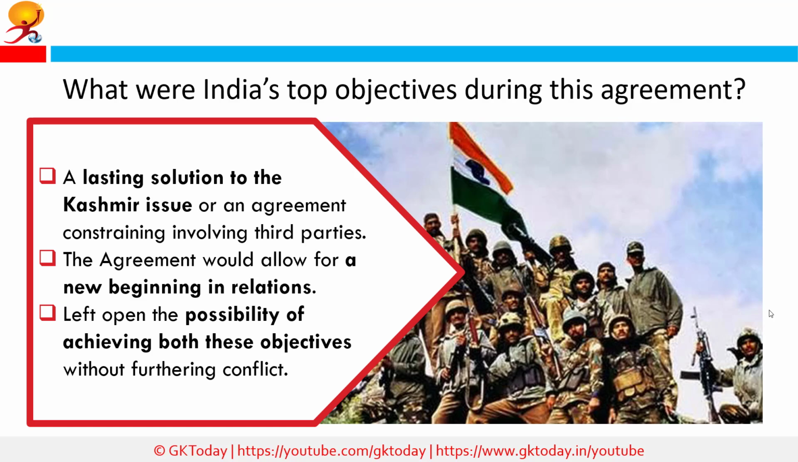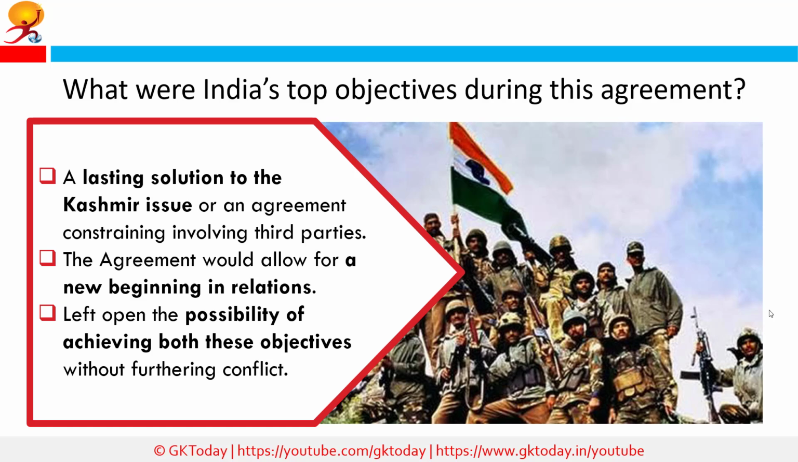What were India's top objectives during this agreement? India had primarily three objectives at Shimla. The first, a lasting solution to the Kashmir issue, or failing that, an agreement that would constrain Pakistan from involving third parties in discussions about the future of Kashmir.